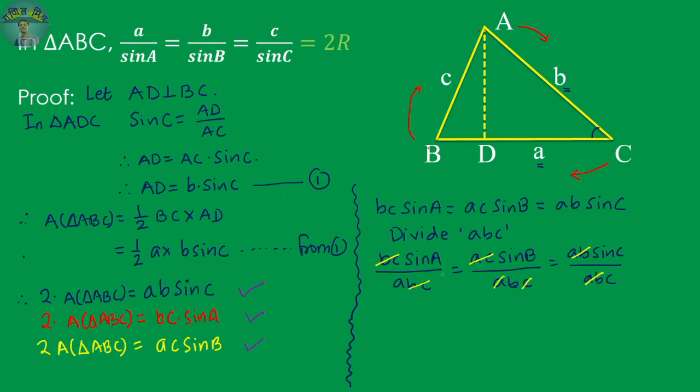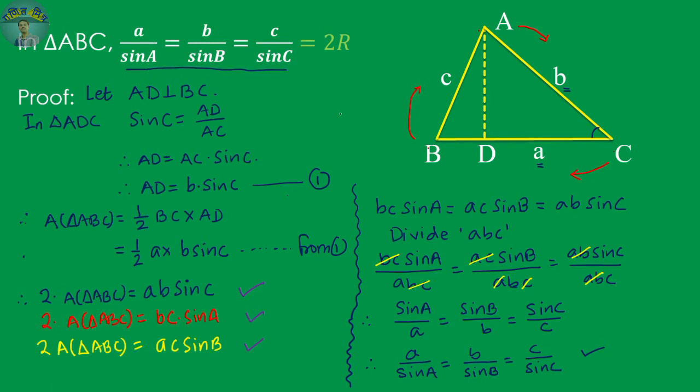Therefore we can write sine A upon A is equal to sine B upon B is equal to sine C upon C. And therefore by just taking reciprocal of all the terms, we can write A upon sine A, which is equal to B upon sine B, is equal to C upon sine C. Okay, so this is the proof of this first part of sine rule.